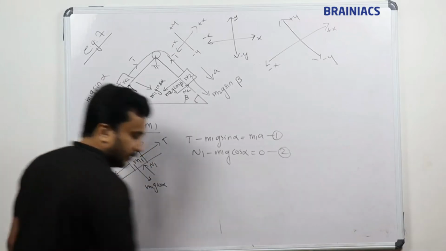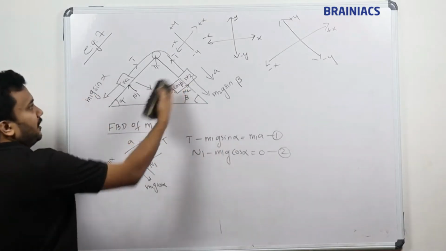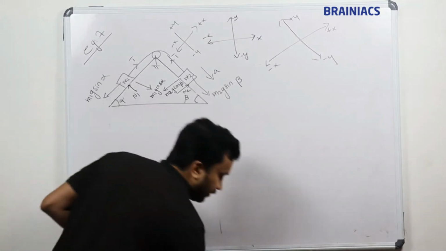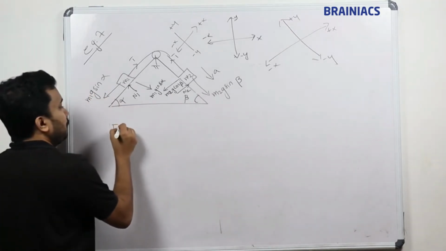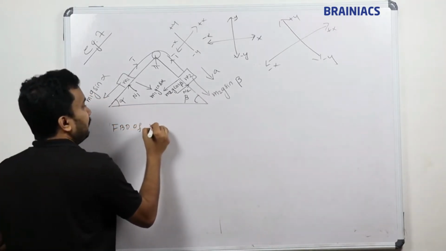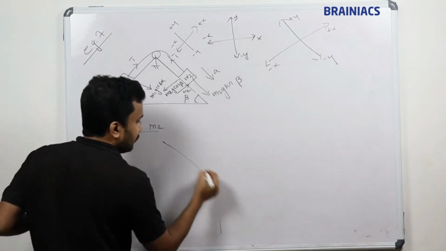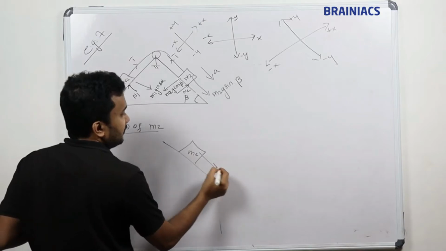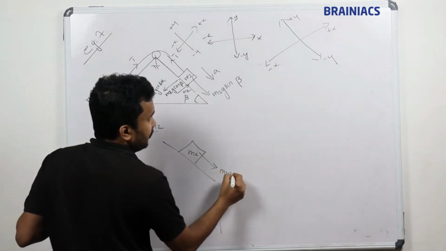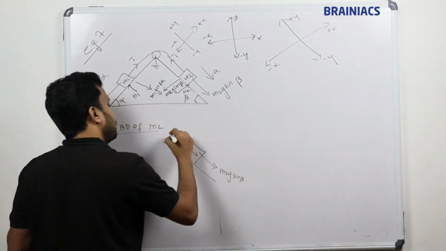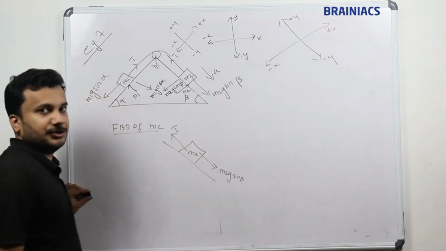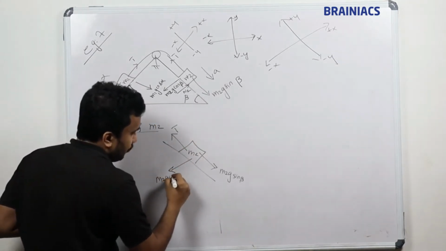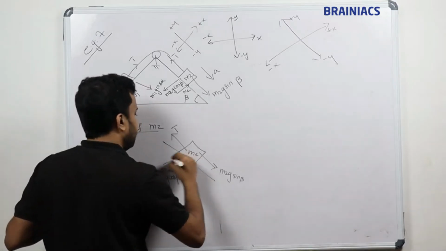I am clearing the board. I am going to draw the free body diagram of M2. Okay, so you can pause the video and complete the notebook. So I am going to draw the free body diagram of M2, the second body. The block looks like this, and this is M2. And what is this force? We know m2g sine beta, and we have the tension in this direction, and we have m2g into cos beta in this direction, and we have the normal reaction.